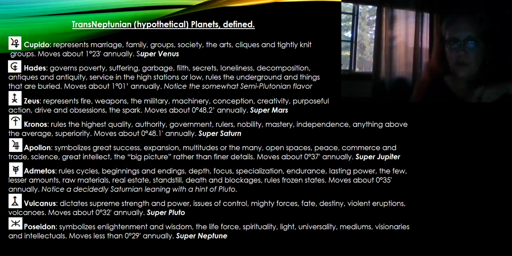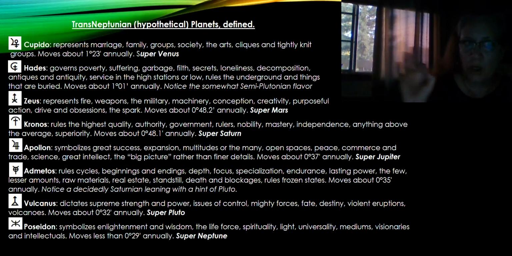And Kronos rules the highest quality, the highest authority, government rulers, nobility, mastery, being able to master anything that you try, anything that you're working toward. Mastery implies hard work, effort, prolonged effort, but it also rules a certain amount of independence, like I'm the boss independence, and anything above the average, so superiority, and that moves just under half a degree annually as well, and we would define that very strongly as a super Saturn.